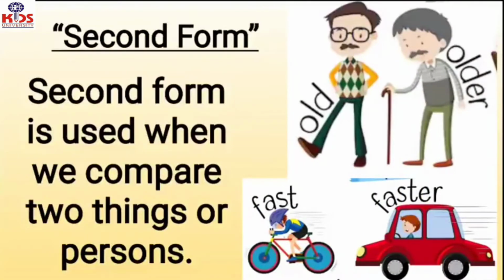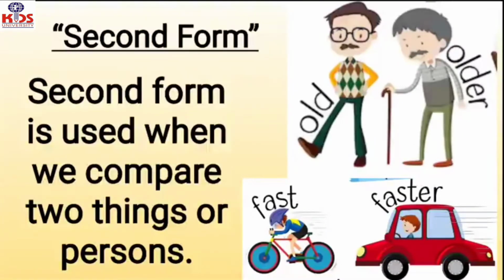Second form is used when we compare two things or persons. Look at the picture of two men. The one is old and the other is older than the first one. We have compared two men over here. One is old and the other is older.